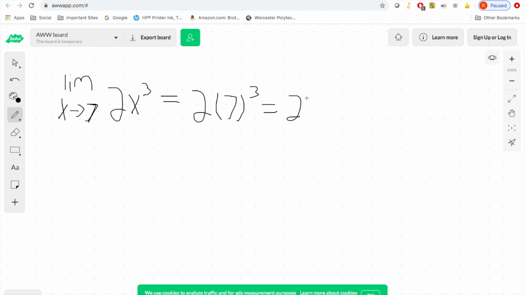We would get 2 times... Oh, wow, these numbers are going to get big. I think it's 343, I believe, for 7 cubed. And that will equal 686. That's our final answer. So the limit as x approaches 7 of 2x cubed, just plug in 7 for x, and you get, I believe, 686. And that will get us our solution for this problem. So it can be that simple sometimes.